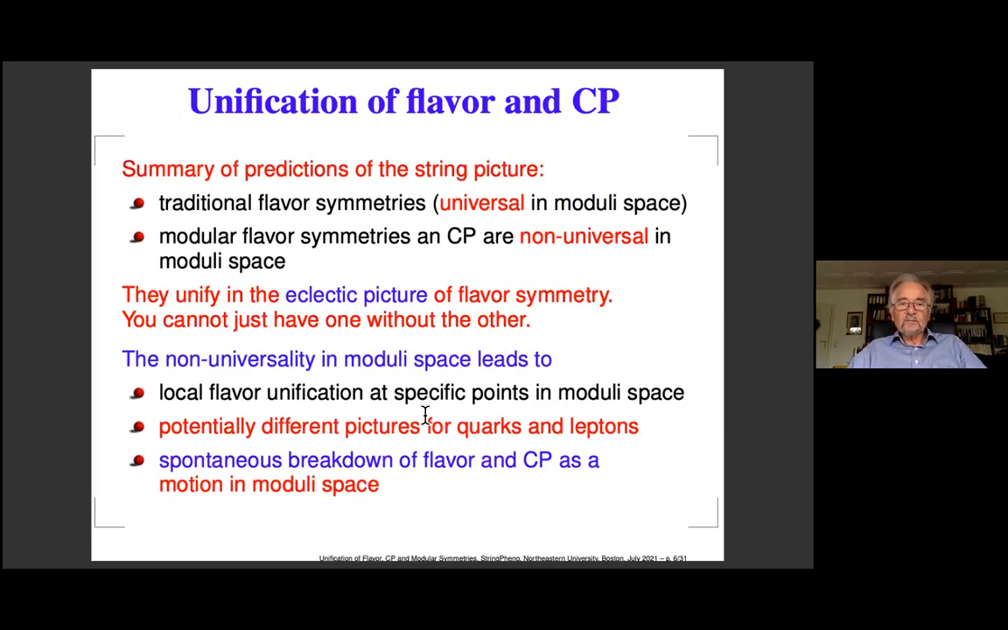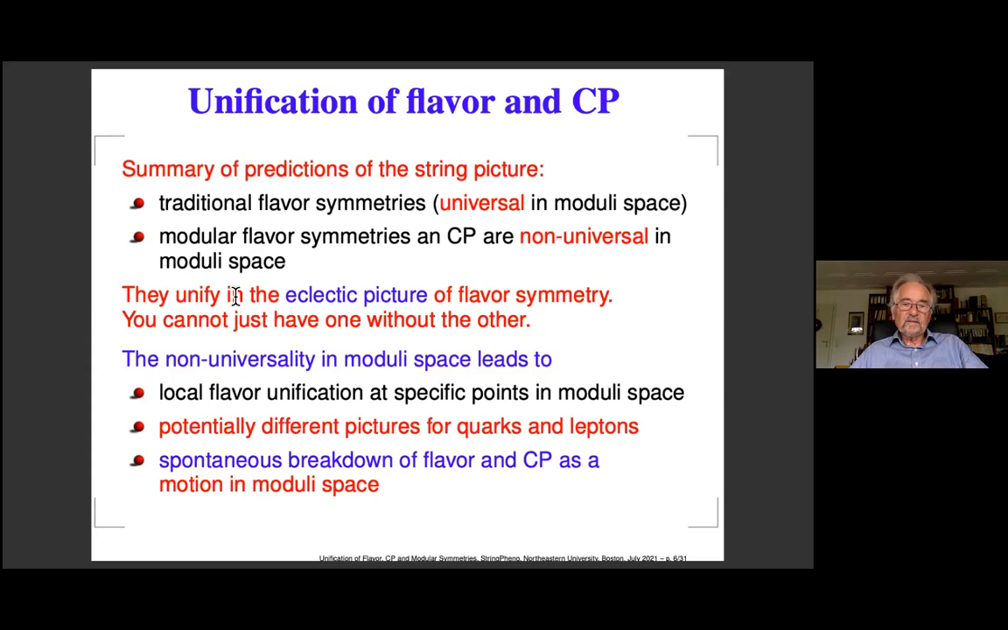So a summary of the predictions of string theory will be given here so that you will find your way through the latter part of my talk. There will be traditional flavor symmetries, which are the ones which we had discussed a lot in the last decades. They are universal in moduli space. In addition, there are modular flavor symmetries and CP, that are non-universal in moduli space. So that's the difference. So traditional flavor symmetries will be defined in the way that they're universal in moduli space. But these symmetries, they will unify to the eclectic picture of the flavor symmetry.